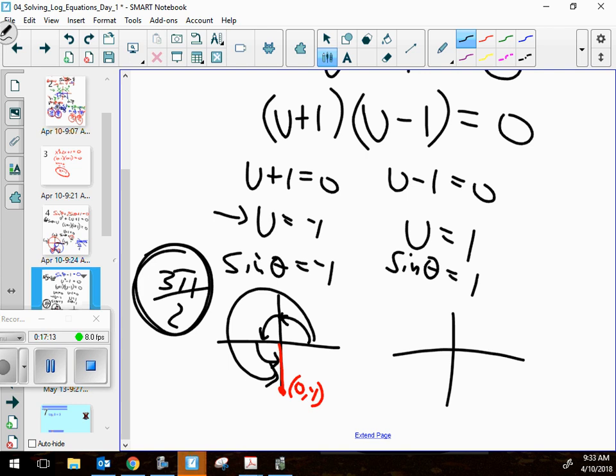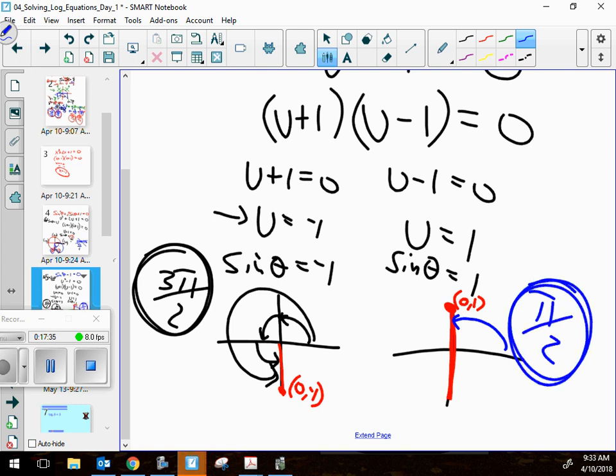And then over here, sine is positive 1. That's where y is positive 1. This is the y-axis. So where is y positive 1? Right there. And that's at 0, 1. And that means that's the only place where y is 1, and that's at pi over 2. Whew! Pi over 2, 3 pi over 2.